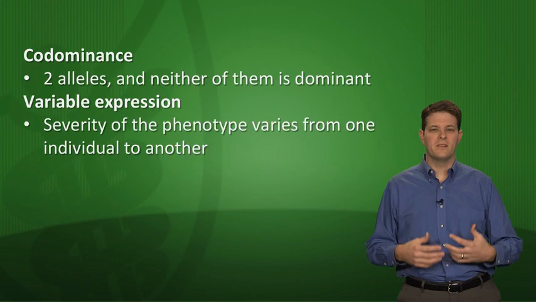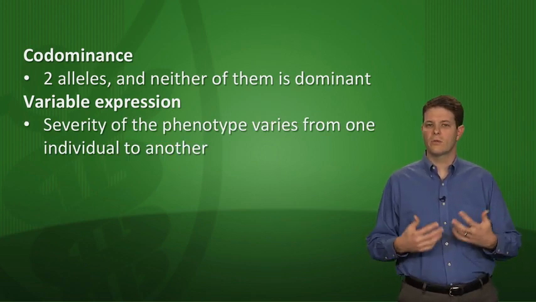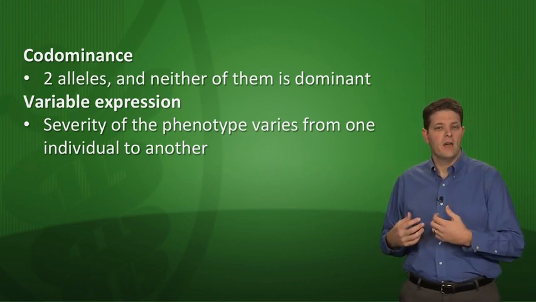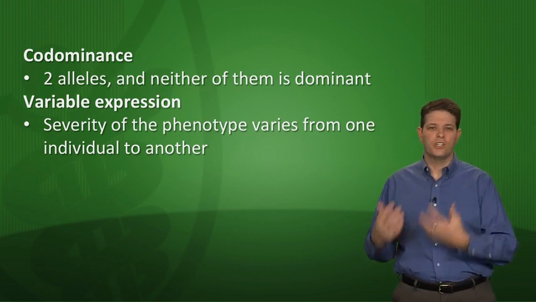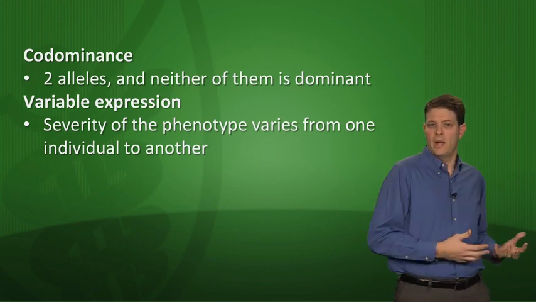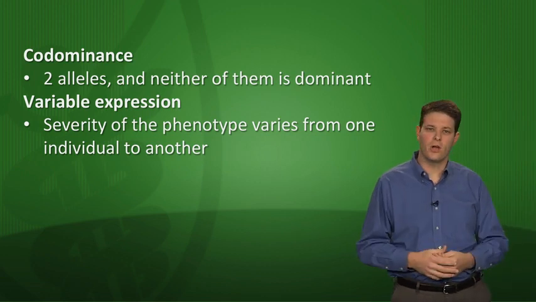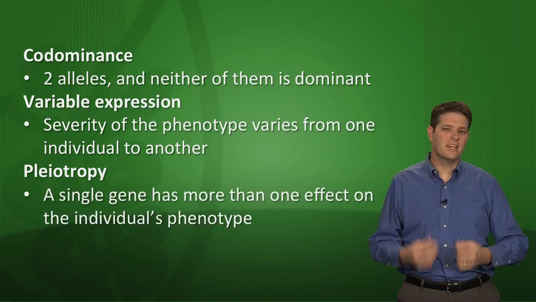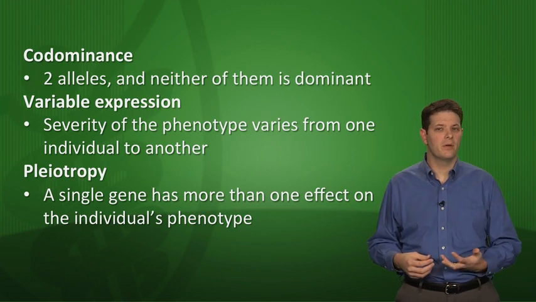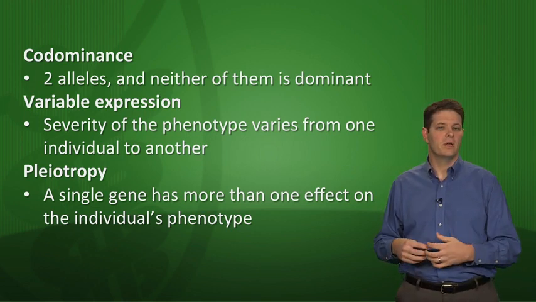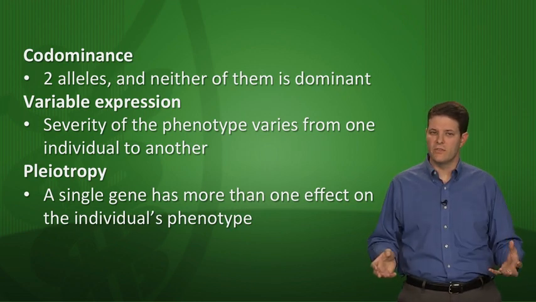Variable expression means that the severity of the phenotype varies from one individual to another. An example of this would be tuberous sclerosis. Some patients with tuberous sclerosis have ash leaf spots and seizures and intellectual disability and astrocytomas and rhabdomyomas. Other patients with tuberous sclerosis might just have a few ash leaf spots and that's it. That's called variable expression. Pleiotropy is where a single gene has more than one effect on the individual's phenotype. So PKU would be an example of this, where a single gene mutation can cause everything from intellectual disability to hair and skin changes. One gene, but lots of different phenotypes.